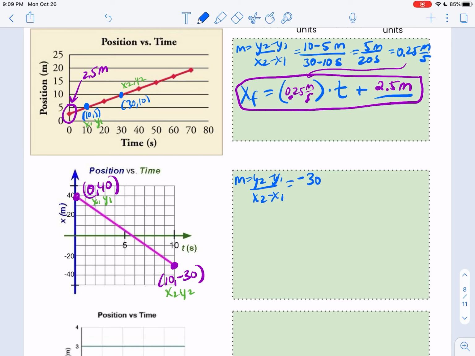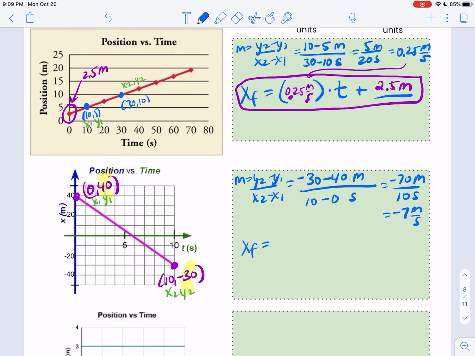So that's going to be negative 30 minus 40, and that's meters, right? Because I'm going to do y2 minus y1. And then 10 minus 0, that's going to be seconds. So that's going to be negative 70 meters in 10 seconds, or negative 7 meters per second. Okay. So that's going to be my slope.